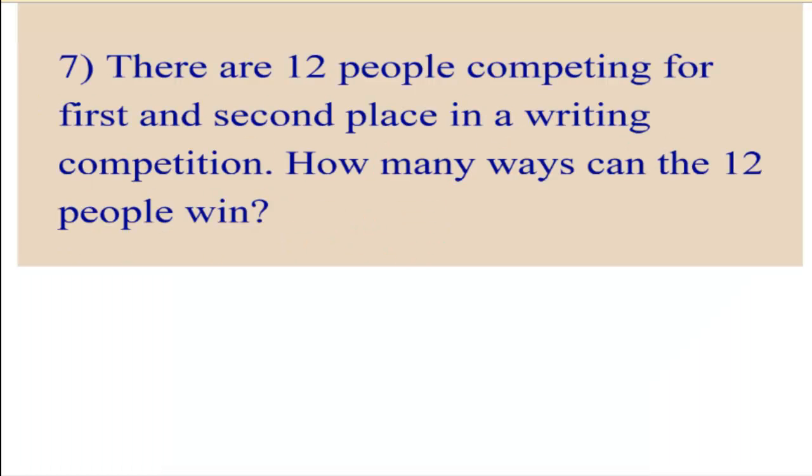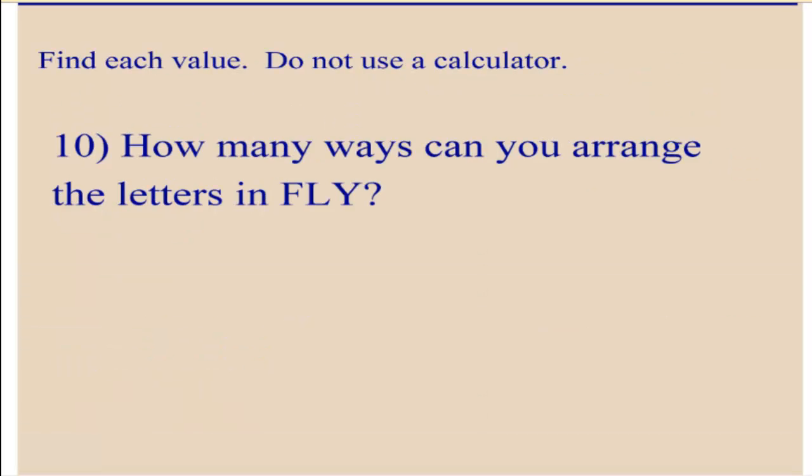Next, see if you can figure out how to write number 7 with the proper notation for permutations, and then check back. So hopefully you have 12P2. So now multiply this out. We should have 12 times 11, which is 132. Try number 10 and check back. Here you should have 3P3, which is the same as 3 factorial, which gives you 6.